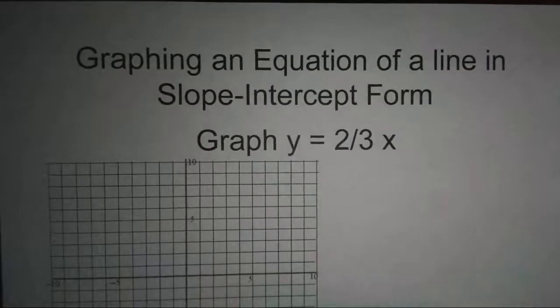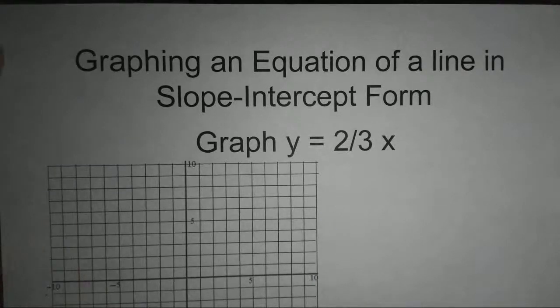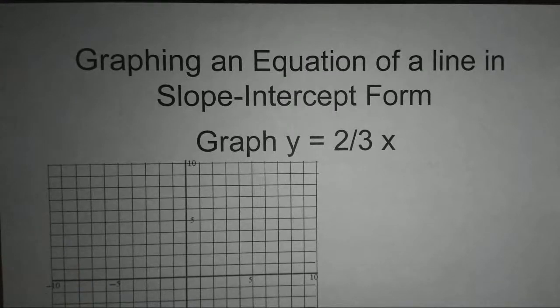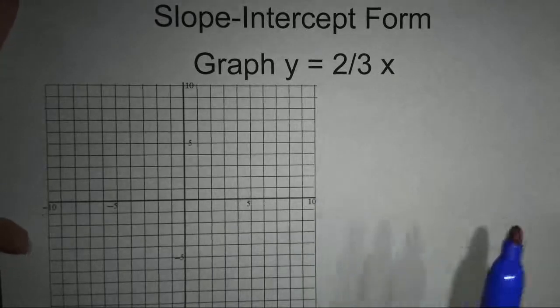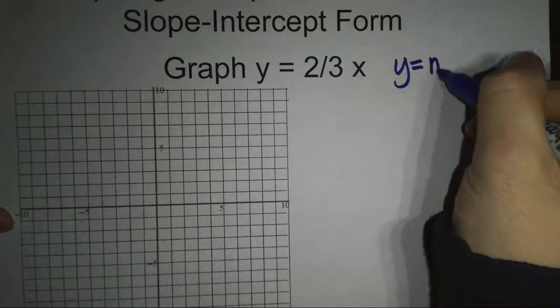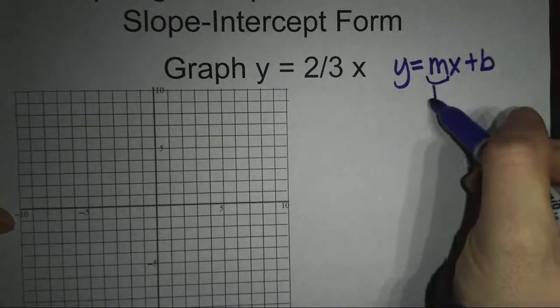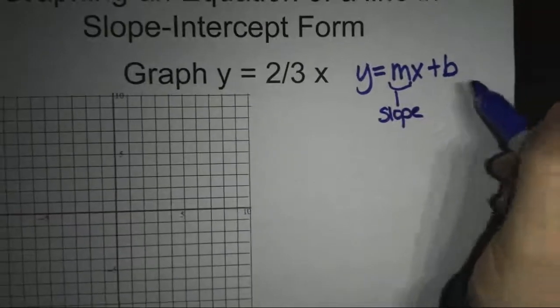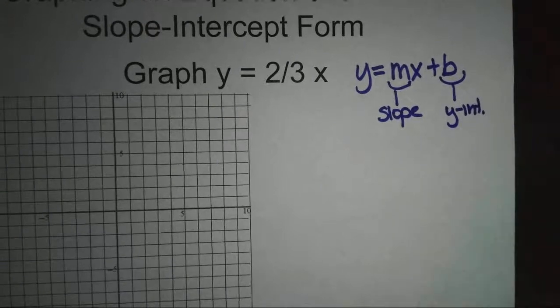Now here we want to graph this equation of a line that's in slope-intercept form. We're going to use our slope-intercept form to graph this equation, and this makes graphing super duper easy. It's much better than using a table. So our equation is y equals 2/3 x. Now remember, our slope-intercept form is y equals mx plus b. This is our slope, and this is our y-intercept, or where it crosses the y-axis.